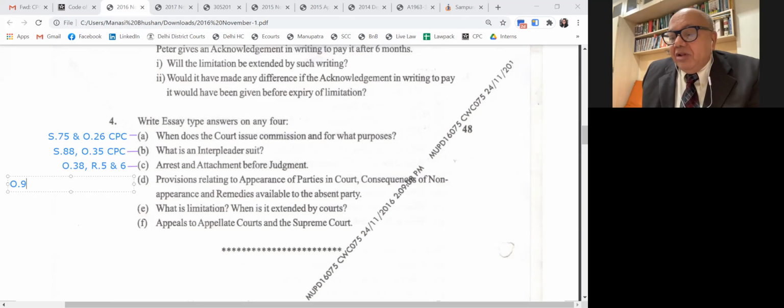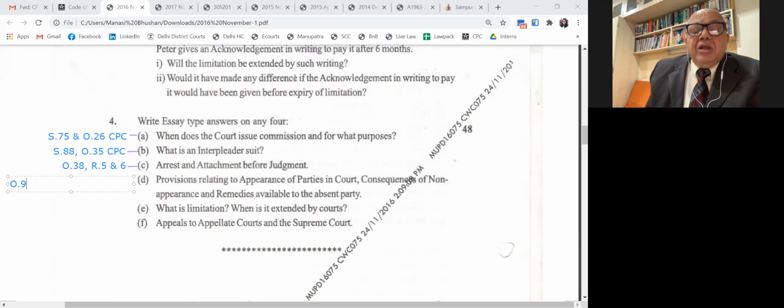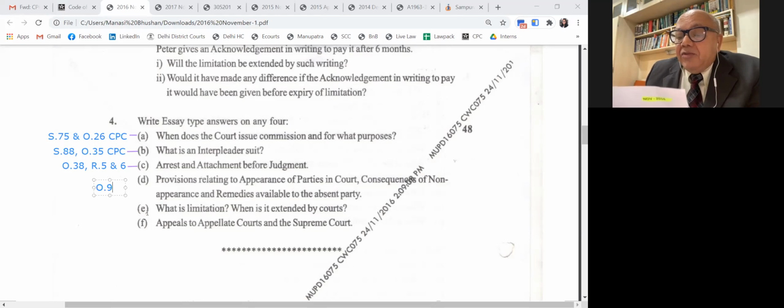Then application. The appearance must be there. If the plaintiff, after filing the suit, doesn't serve the writ of summons, the suit can be dismissed. Please go through order 9 very clearly; we have explained it to you. Then remedies available to the absent party.